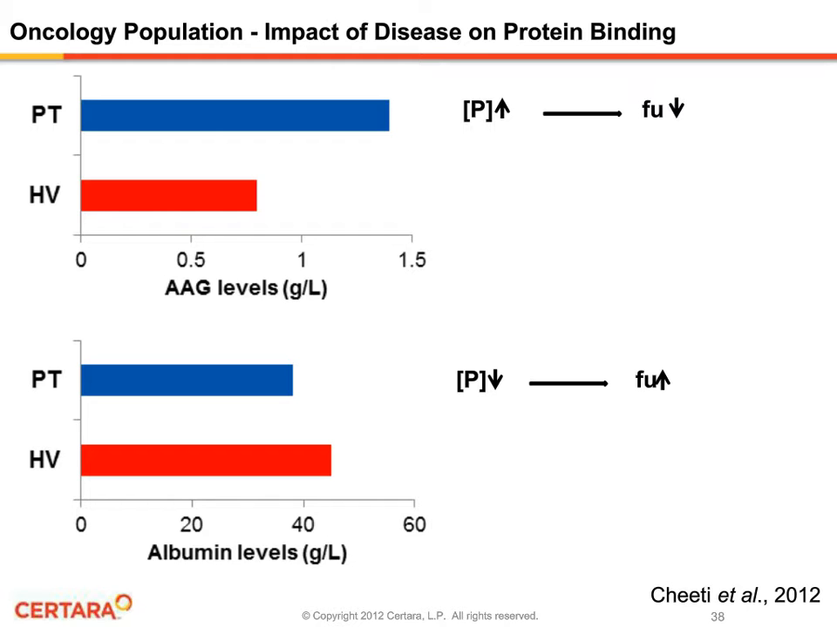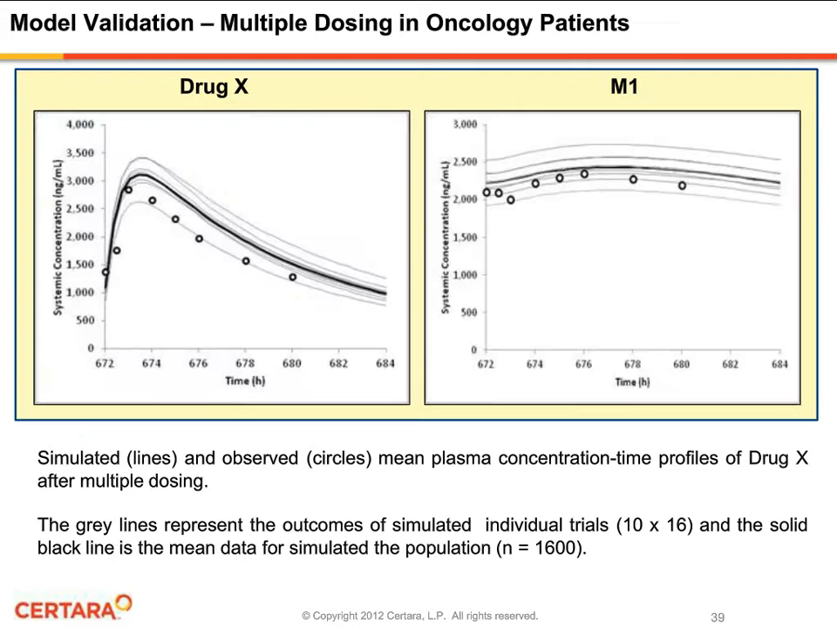So once we've incorporated those changes, what I did is I took the healthy volunteer model, implemented the age-sex distribution for the oncology population and also changed the protein levels for the oncology population. Then I simulated to a much higher dosage regimen that was being used in the oncology population. What I'm showing you here is that after multiple doses, this is drug X shown on the left-hand side, and this is the metabolite shown here. I haven't changed any of these parameters, just extrapolated from the healthy volunteer model, implemented the system parameters for an oncology population, and shown that I can recover it.